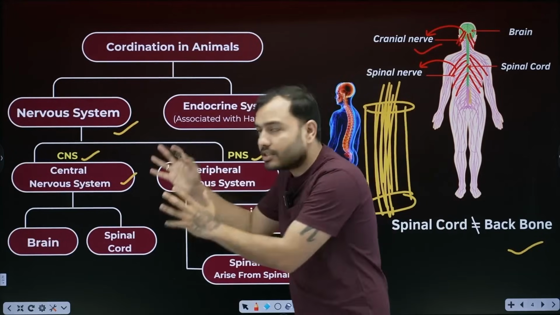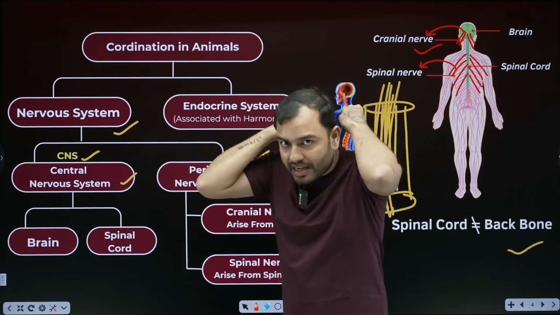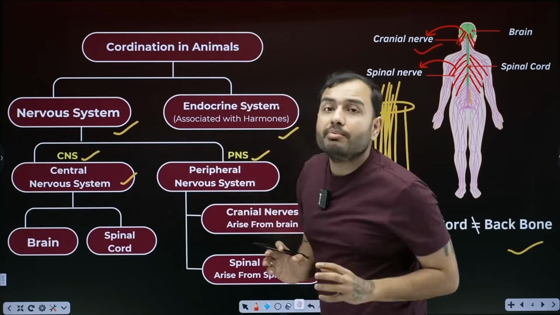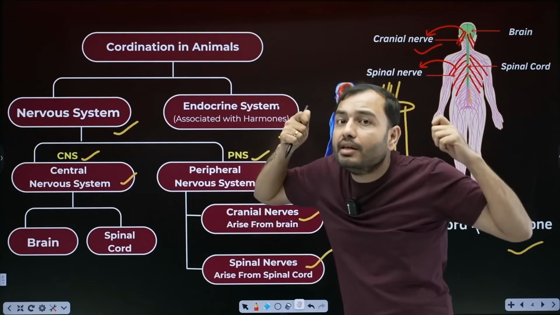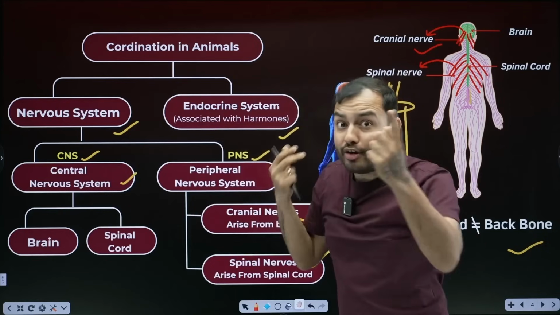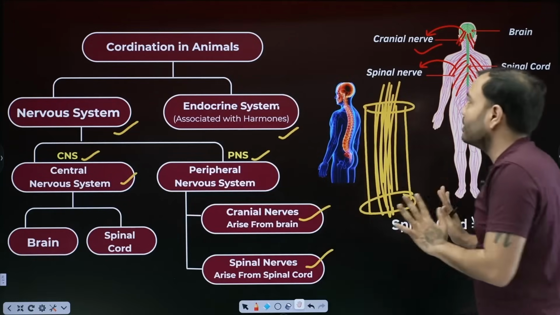Is it clear? In the central nervous system, the brain and its tail, the spinal cord. In the peripheral nervous system, peripheral means the side one. Nerves come out from the brain, cranial nerves. Nerves come out from the spinal cord, spinal nerves. This much is clear to us, bhai.